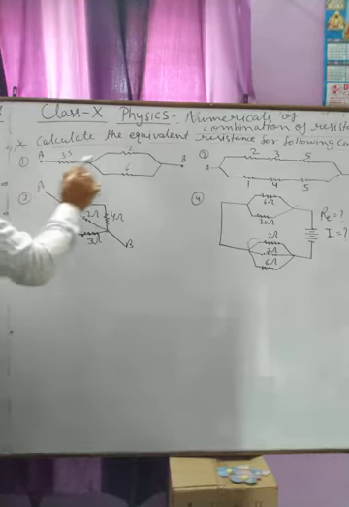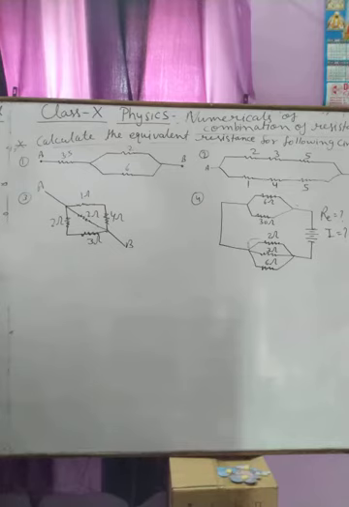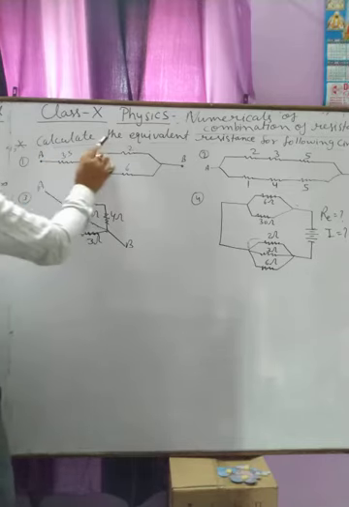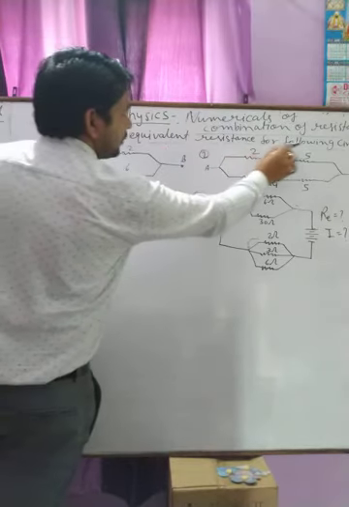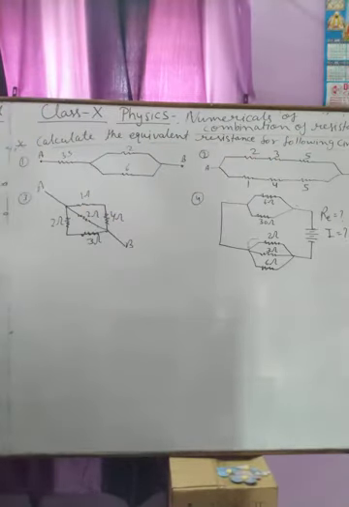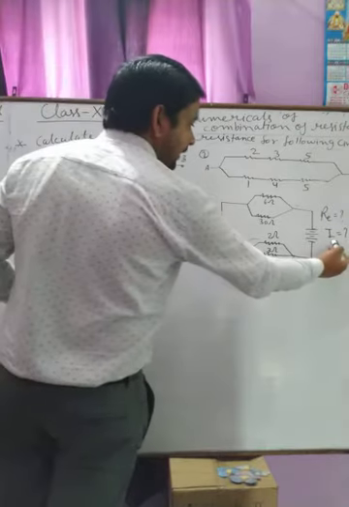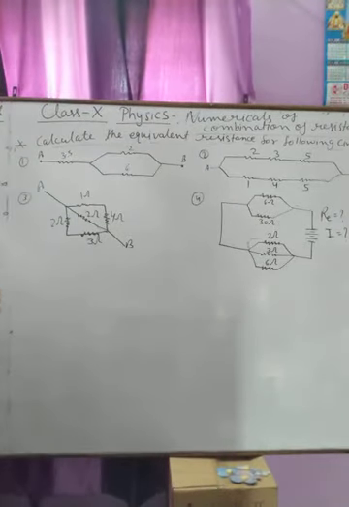First question for every problem is: calculate the equivalent resistance for the following circuit. We have four circuits. In the whole circuit we need to calculate the equivalent resistance, and for these four we need to calculate the current I also. Okay, now we solve the first circuit.